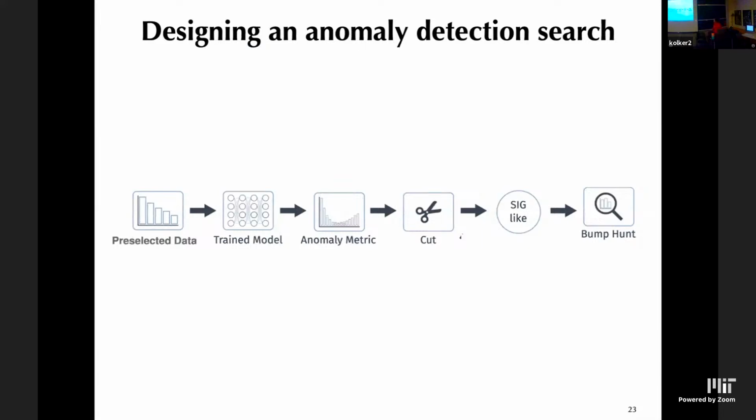So the anomaly detection search starts with some preselected data, then you train a model which also defines an anomaly metric, then you apply a selection, and from the events that survive this selection, which are the most anomalous, you perform this bump hunt looking for the resonance. So here is where there is a lot of machine learning ongoing, of course.